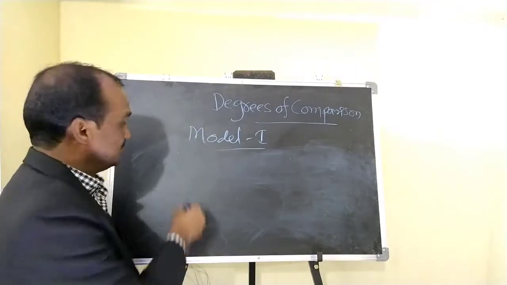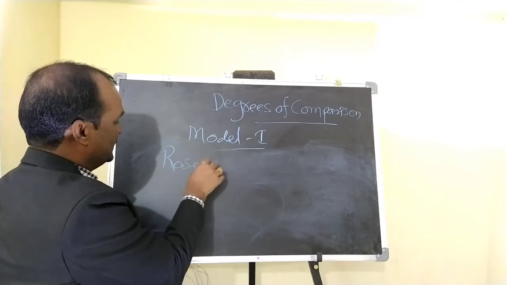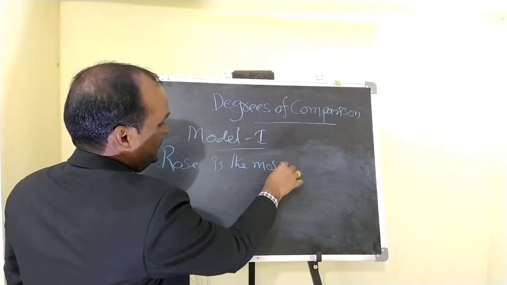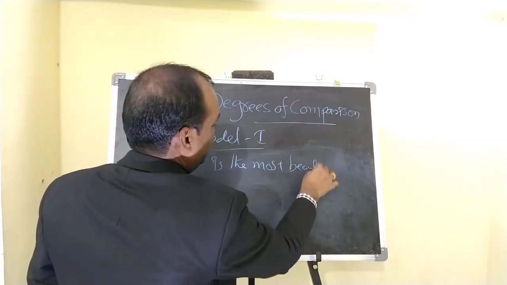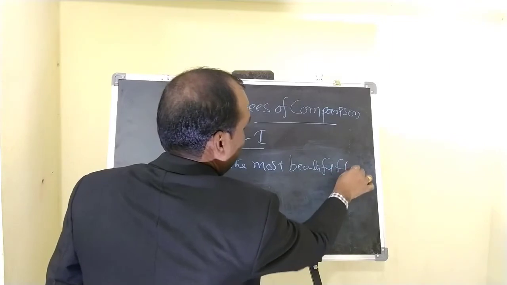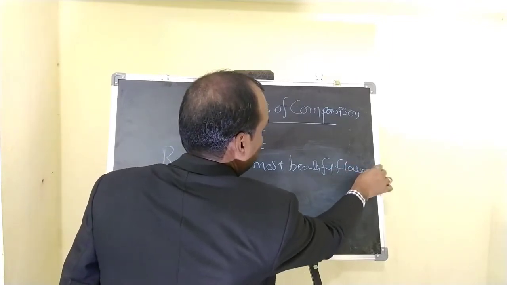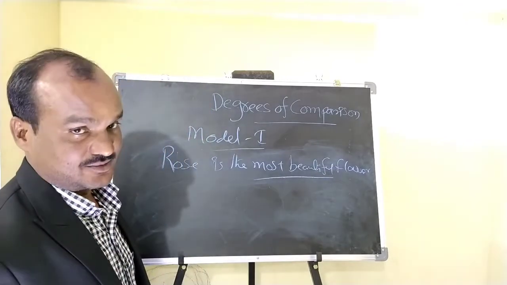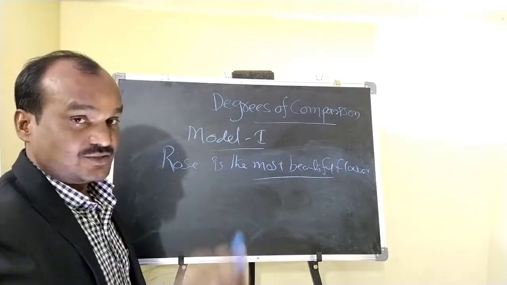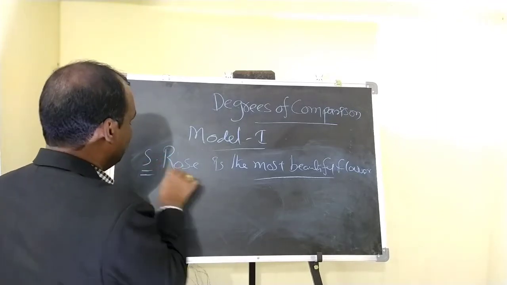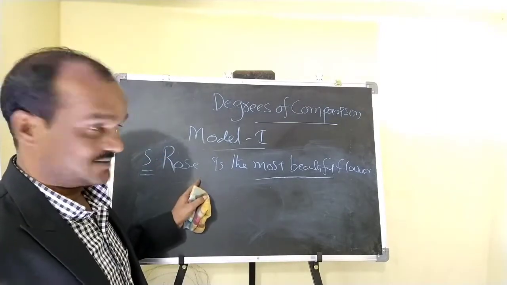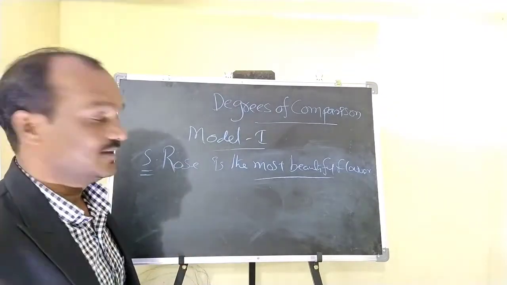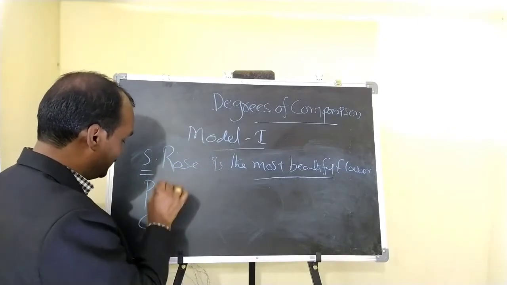Rose is the most beautiful flower. You see here, most beautiful. If the sentence is given to you in this form, we can ensure that the sentence is in superlative degree. And if the sentence is given in this form and you are asked to change it either into positive degree or into comparative degree, what will be the positive degree and what will be the comparative degree?